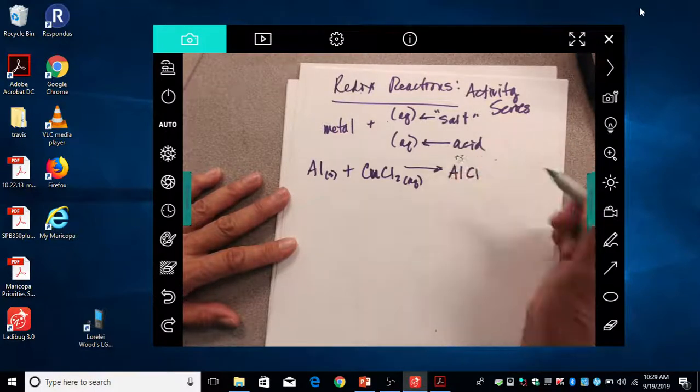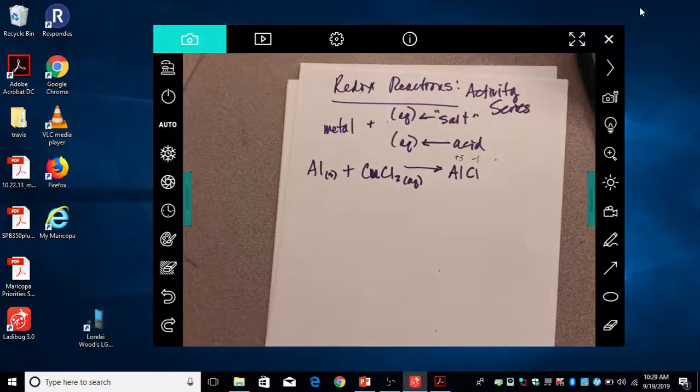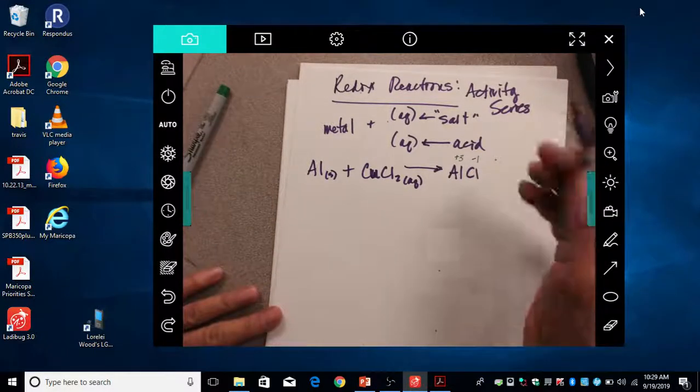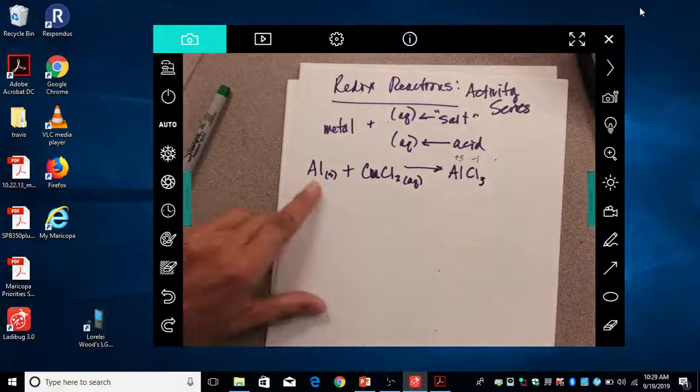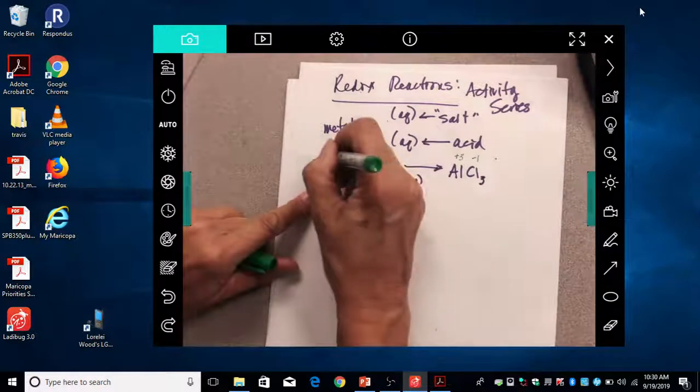What is true of chlorine when it goes into aqueous? -1. So what is the correct nomenclature for aluminum chloride? All right, so it doesn't retain. Now, remember when a metal is in its solid state, what is its charge? 0.